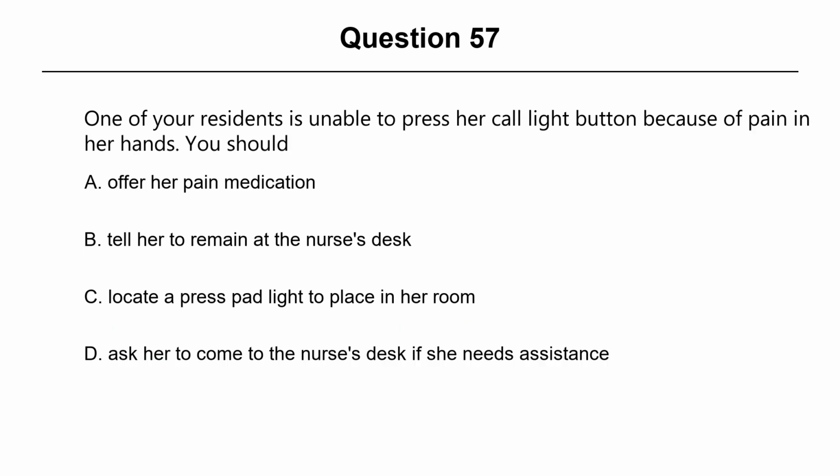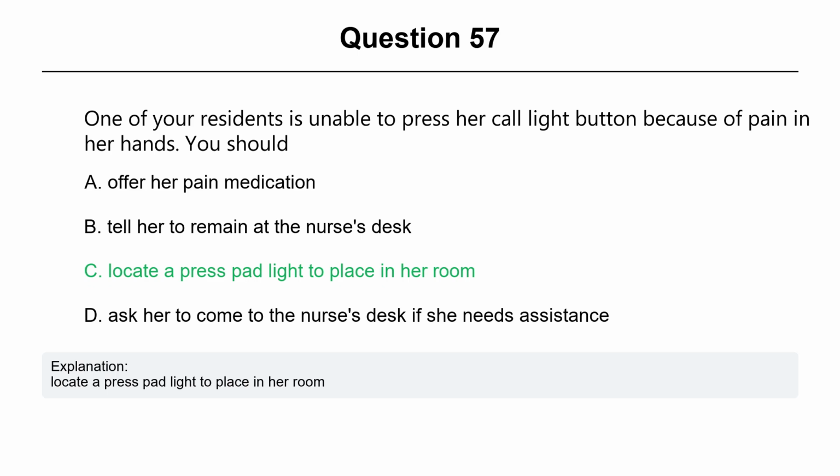Question 57. One of your residents is unable to press her call light button because of pain in her hands. You should: Option A, offer her pain medication. Option B, tell her to remain at the nurse's desk. Option C, locate a press pad light to place in her room. Option D, ask her to come to the nurse's desk if she needs assistance. The correct answer is option C, locate a press pad light to place in her room.